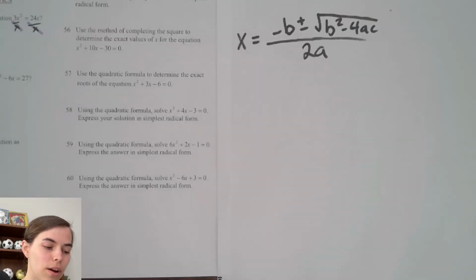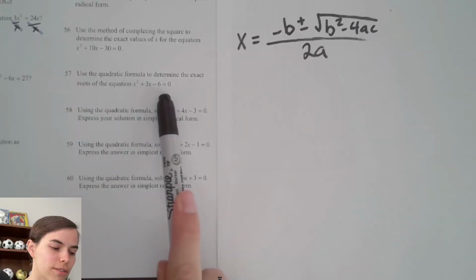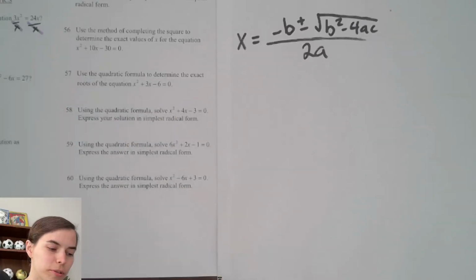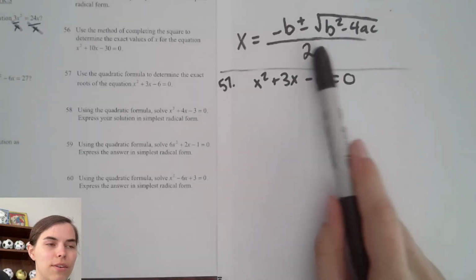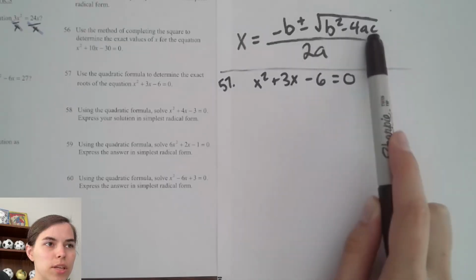So let's walk through how to do this using number 57 here. This has to use the quadratic formula to determine the exact roots of this equation, x squared plus 3x minus 6. So notice in our quadratic we have a couple different letters here. We have a, b, and c.